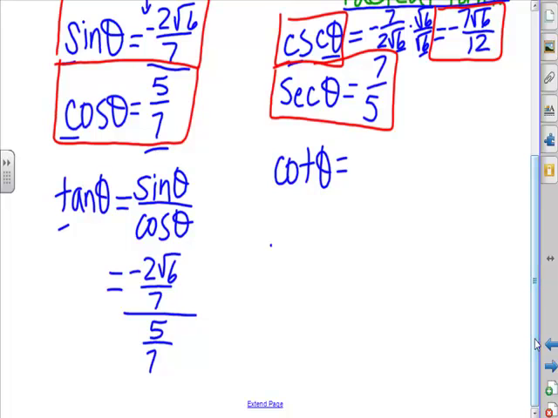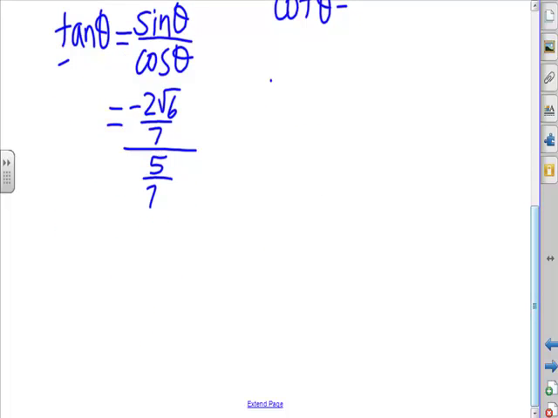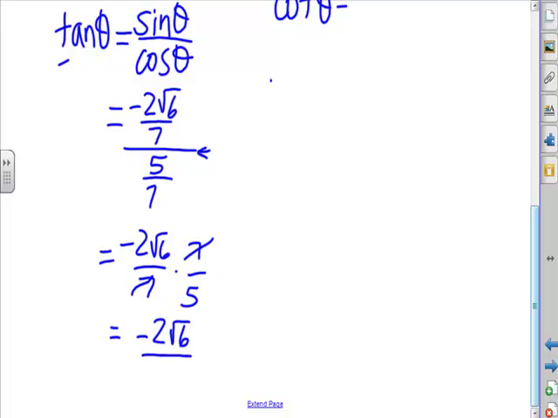You sort of have no choice but to deal with fractions here. I'm going to keep my numerator, change from division to multiplication, and flip my denominator. These 7's are out of there, and in the end I get negative 2 radical 6 over 5. So that is my tangent. And now we just have one more.